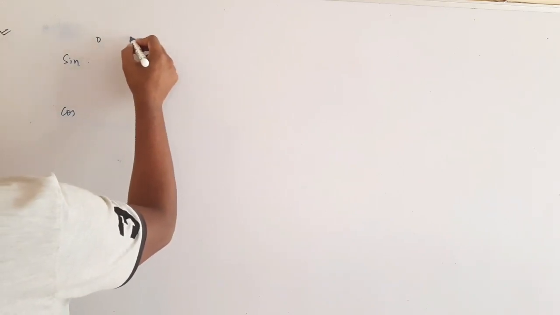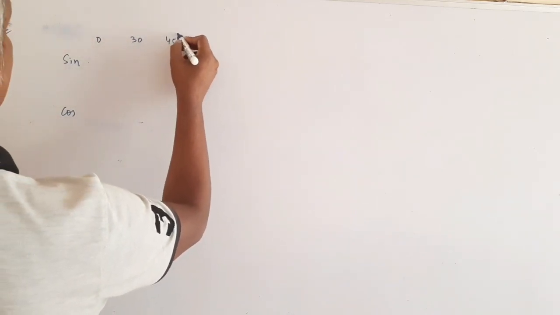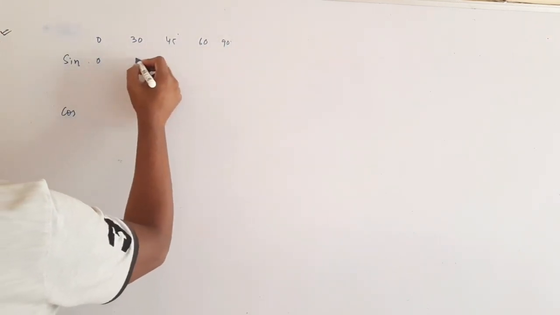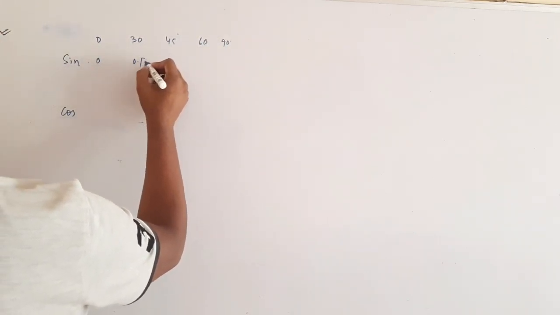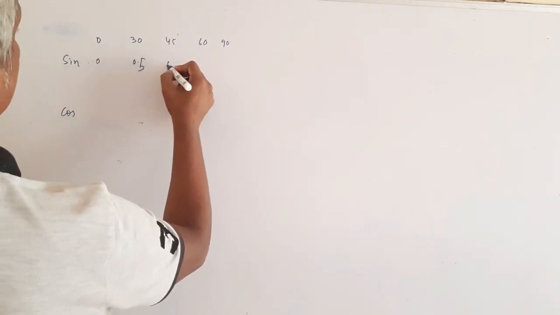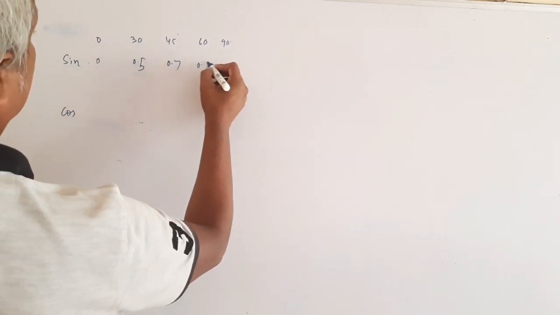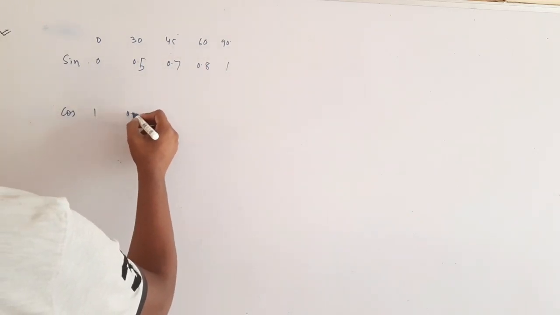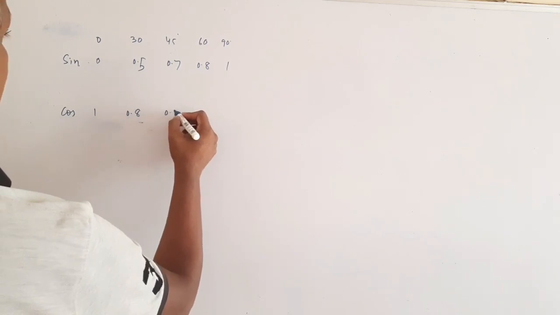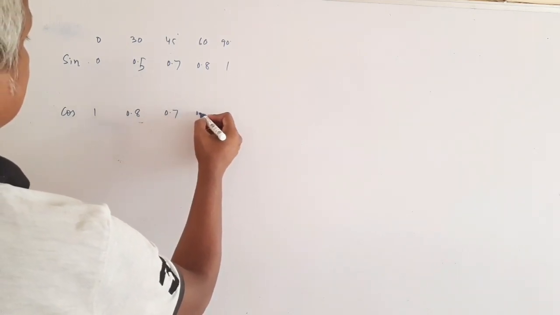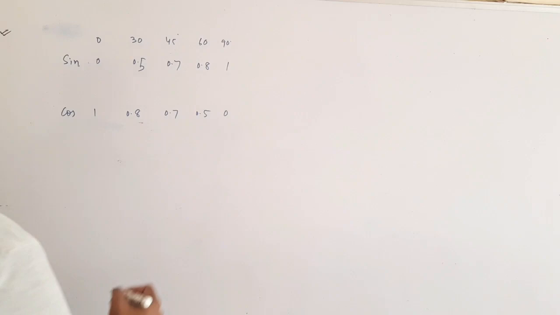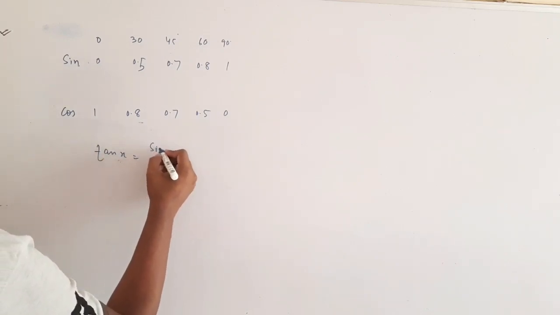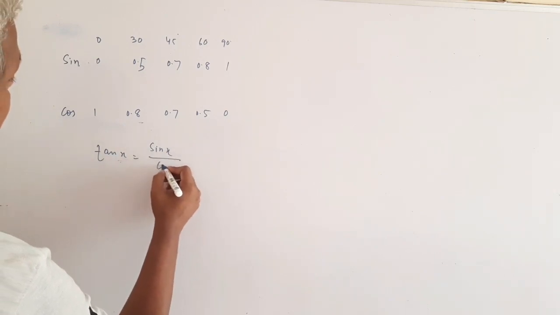We have angles 0, 30, 45, 60, 90. So sine 0 is 0. This is half, that is 0.5. And this is 0.7. This is 0.8. This is 1. Then here it goes in the reverse order. So 1, 0.8, 0.7, and this is 0.5, and that is 0. And you know that tan x is sine x upon cos x.